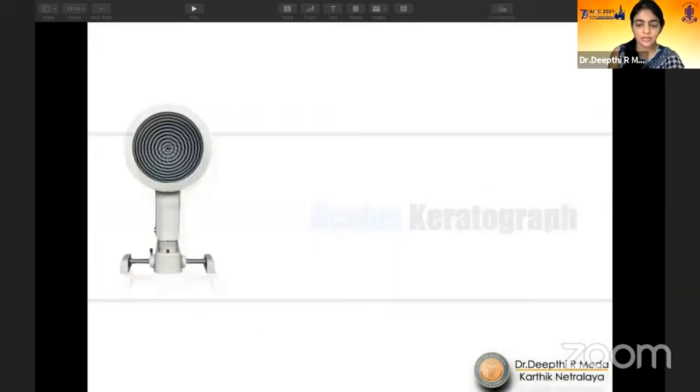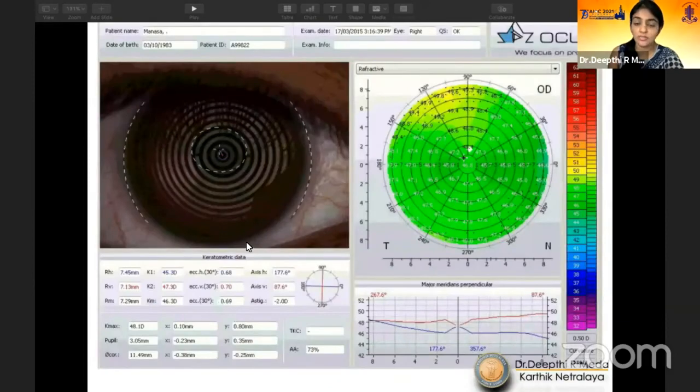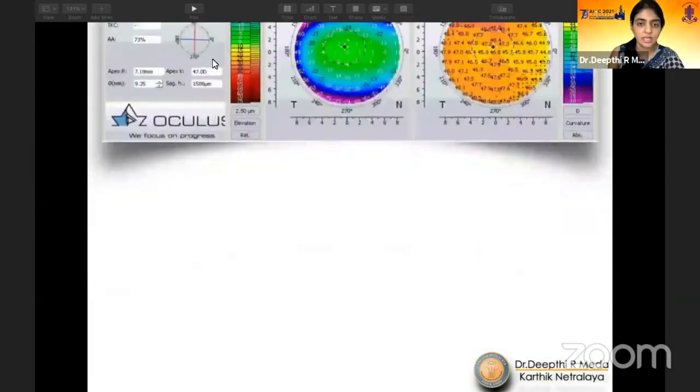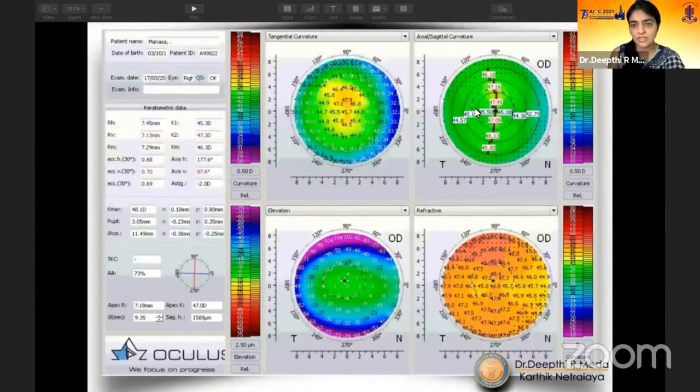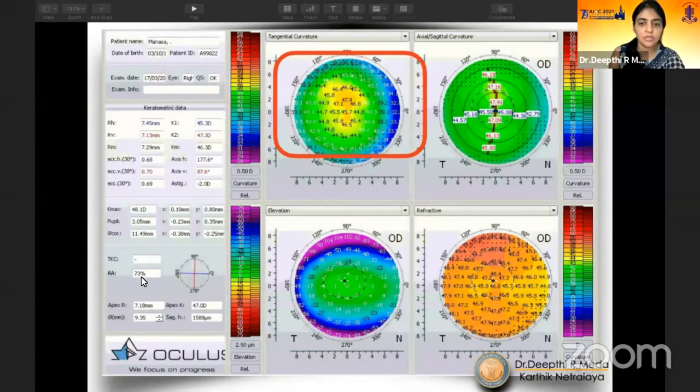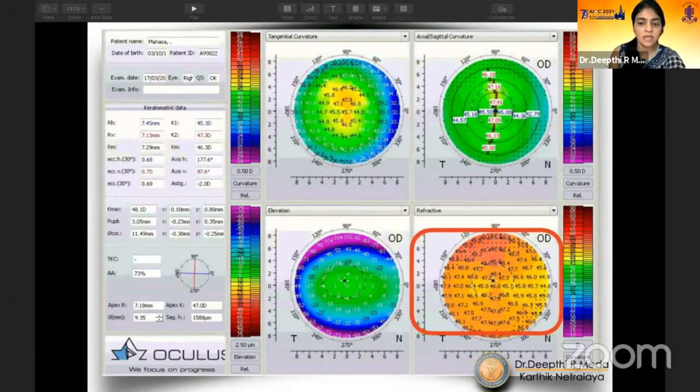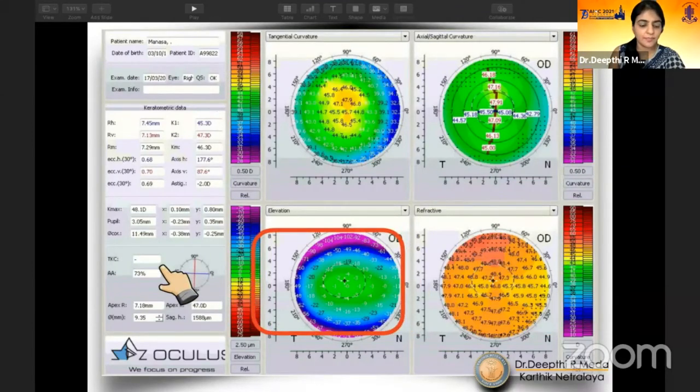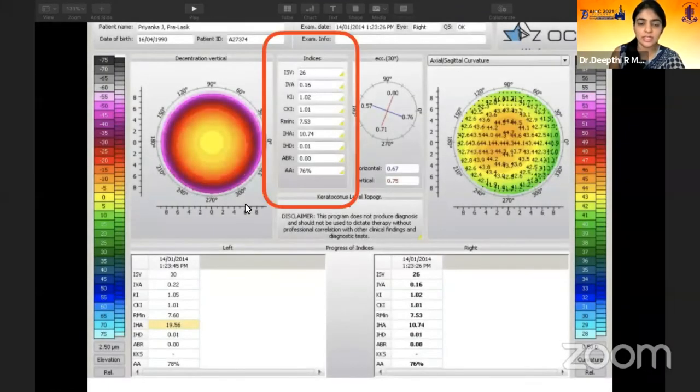So I'll quickly run through the Keratograph, which has a very good added feature of dry eye assessment. So again, here you have the same tangential, axial map, elevation and refractive map. And again, it gives an analyzed area, which should be more than 70. And it also gives a lot of keratoconus indices, which I'll show you in the next slide. So these are the indices which are given by this Placido machine.